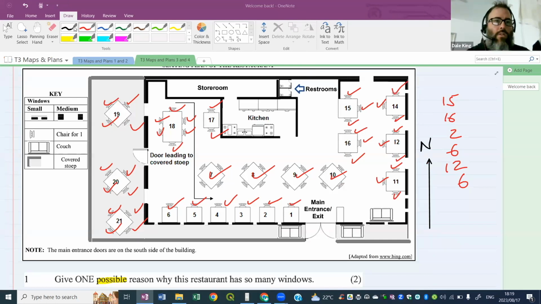Some people might say, hold on, there are couches. Yeah, you could say the couches could be for customers, but they're not going to eat there. I think if we stick with the word chair in the key and chair in the question, we're only going to count those types of chairs, and there are 57.